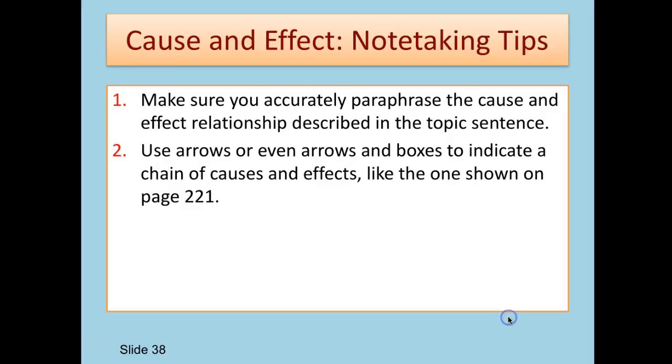Now, when you're taking notes for cause and effects, make sure that you accurately paraphrase the cause and the effect relationship described in the topic sentence. Again, if you can put this in your own words, it's going to strengthen your memory. Use arrows or even arrows in boxes to indicate the chain and the causes of effects. Take a look at page 221, for example. On the bottom, you see an example where a certain cause initiates, and then it causes a chain reaction of all the effects that come after that.